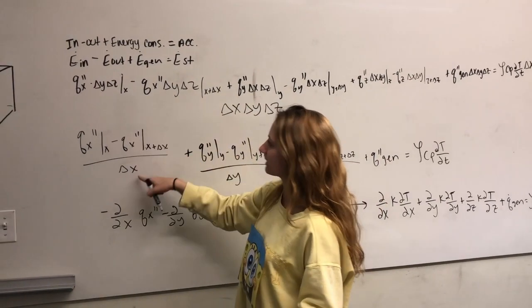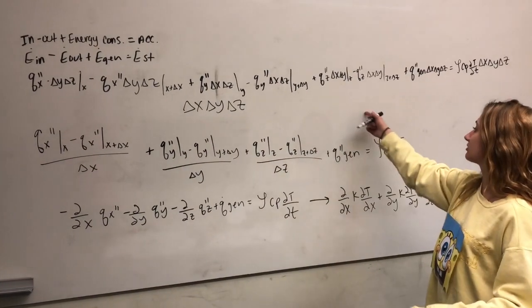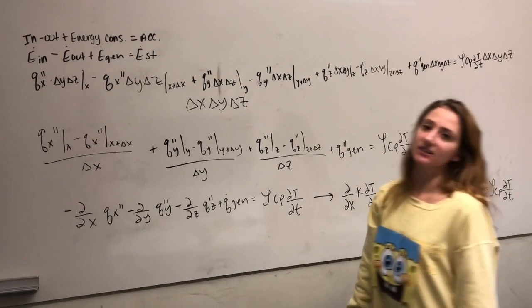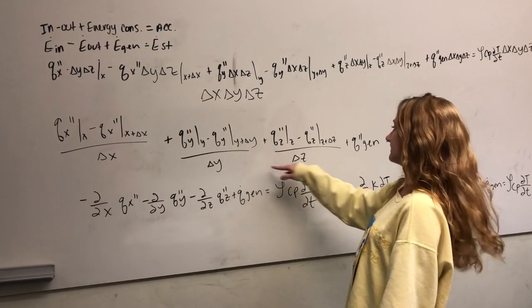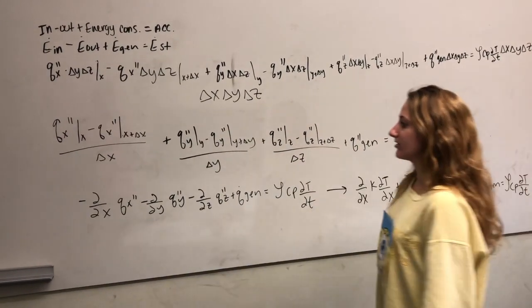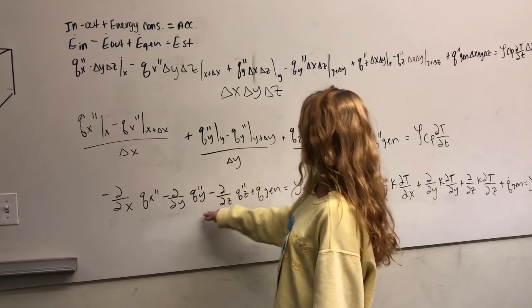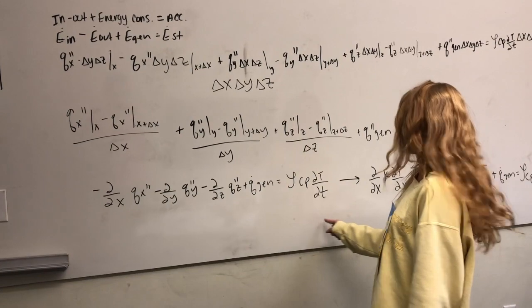So then over here, you just get a delta x on the bottom, delta y on the bottom, delta z on the bottom, and you just get generation and then the energy storage term. Next, you're going to take the limit as delta x approaches 0, and then delta y approaches 0, and delta z approaches 0. When you do this, you get the definition of a derivative for the heat flux at x, y, and z, and then you just get the generation term and the storage term.